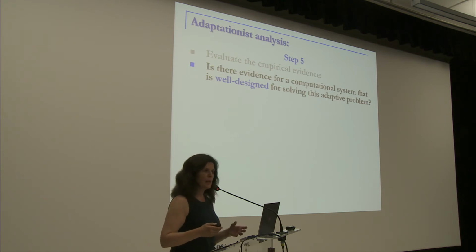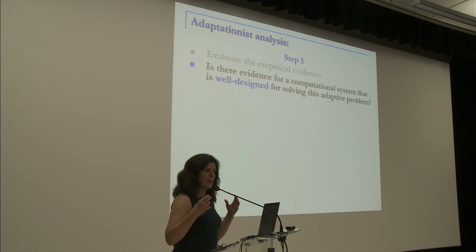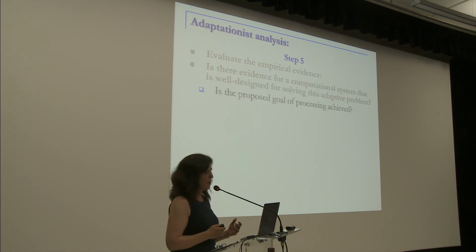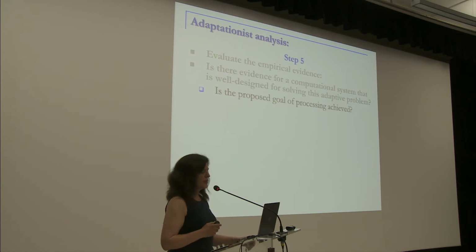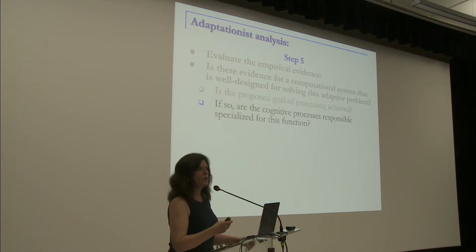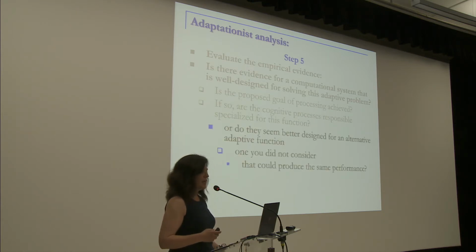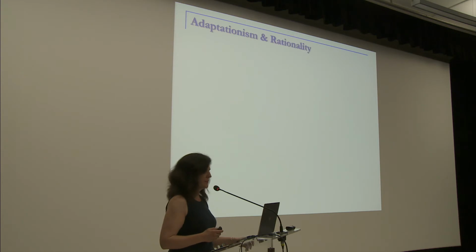Adaptations are recognized by evidence of special design, that they are well designed for solving an adaptive problem. Is the goal of processing achieved? If so, are the cognitive processes responsible for achieving that goal specialized for that function, or are they more general? Do they seem better designed for an alternative adaptive function that you didn't consider or that could produce the same performance?